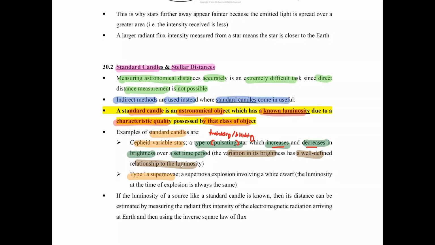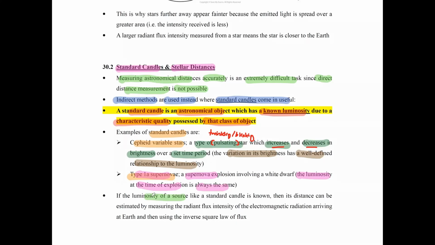As for the second example of a standard candle, your type 1a supernova, a supernova is a star that undergoes a massive explosion at the end of its life cycle. So the power, or rather the luminosity produced at the time of explosion for a supernova is always the same.